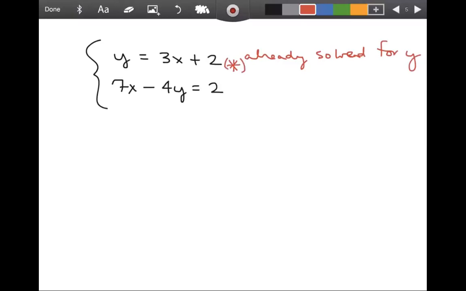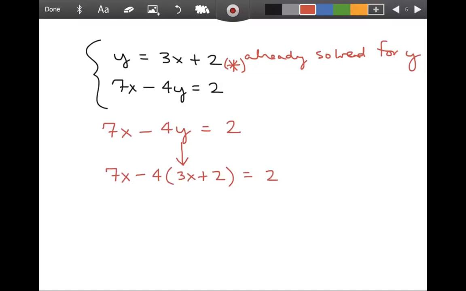All right, so now I'm going to take the other equation, 7x minus 4y equals 2, and I'm going to substitute 3x plus 2 for y. See, the first equation says that y equals 3x plus 2. So that means we can replace y with 3x plus 2. So lo and behold, we have an equation that is only in terms of x, and we are experts at solving this kind of equation.